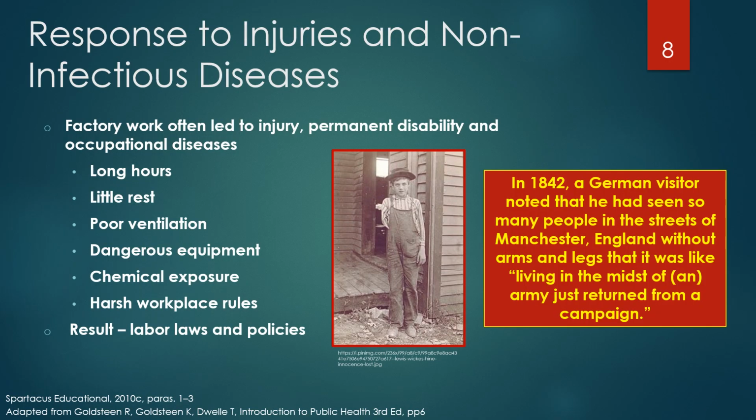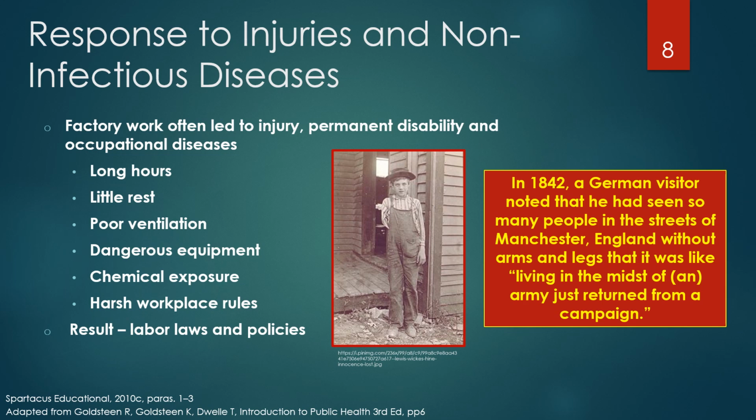Let's continue our discussion of public health practice responses initiated during the Industrial Revolution by discussing responses to injuries and non-infectious diseases for a few minutes. Factories of the period were grim and dangerous places to work that often led to injury, permanent disability, and chronic occupation-related diseases. Long hours, little rest, poor ventilation, exposure to dangerous equipment and chemicals, and harsh enforcement of workplace rules were the norm. Factory accidents were common.